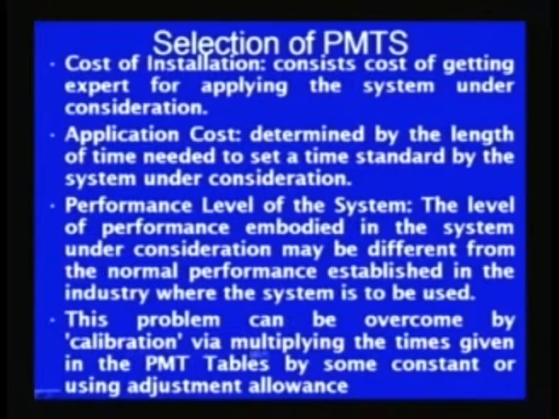So, this problem can be overcome by calibration, by multiplying the times given in the PMT table by some constant factor, or by using an adjustment allowance. So, some factor is to be used which is multiplied with the time values to accommodate this difference in the performance level which is there in a particular organization, and the performance corresponding to which the data has been developed.